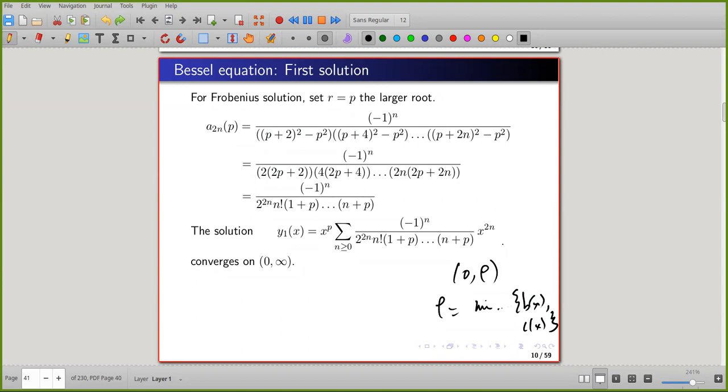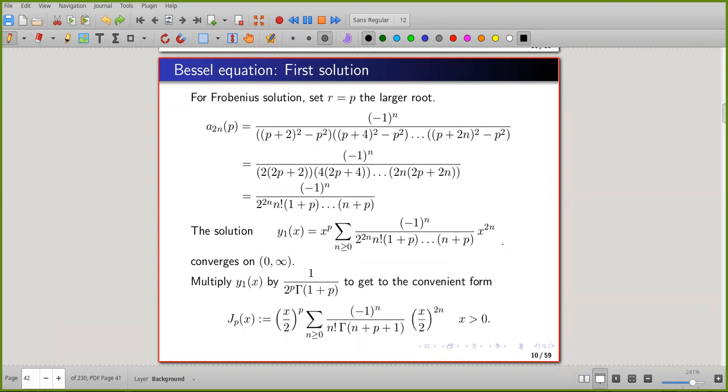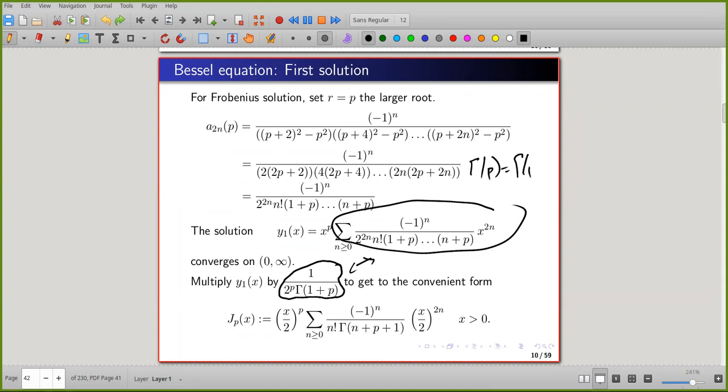Okay, so we get the first solution, and we multiply y1 of x by this factor, 2 to the power p, and then that will get us into this convenient form. Here we will use this. When we multiply this thing with this guy, and after that when we use that property of the gamma function, gamma of p is equal to gamma of p plus 1 by p, then you can get this into this simpler form.